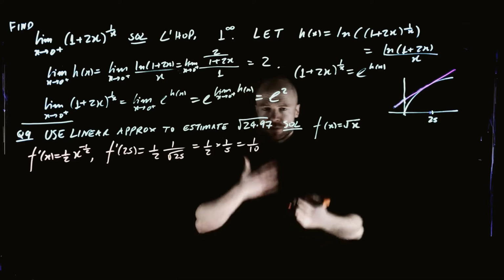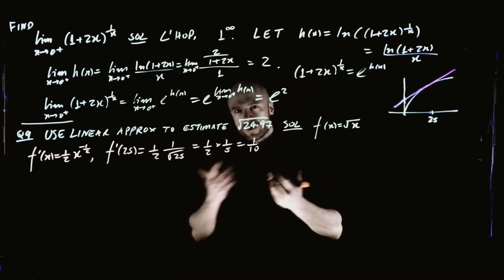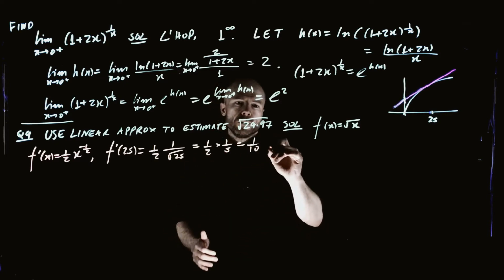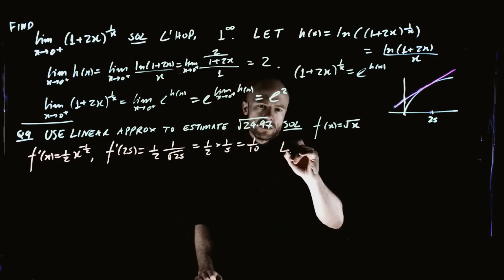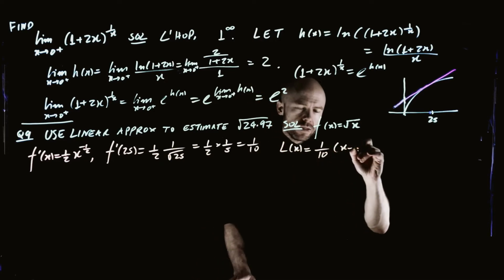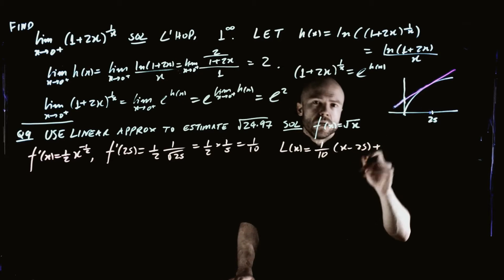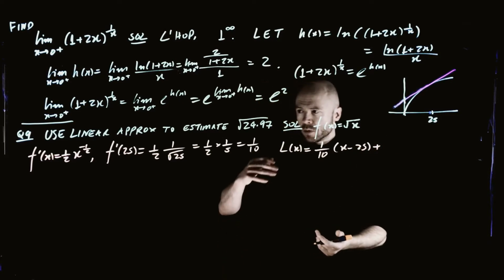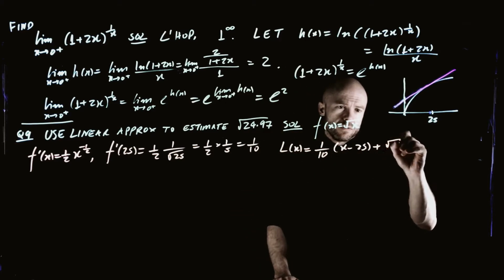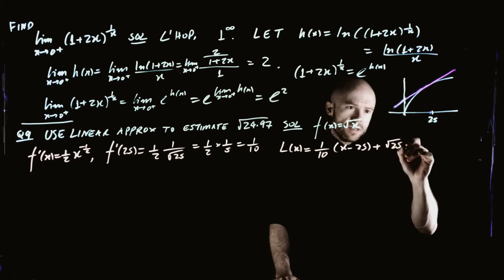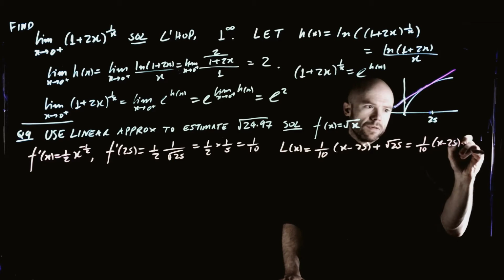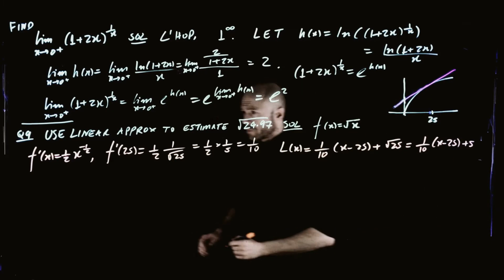And in this topic, we call the tangent line the linearization. So I normally call it T, and now we're going to call it L. So L of x is the slope times x minus the x-coordinate, plus the y-coordinate. And the y-coordinate is what we get when we stick 25 into our function f, the square root of 25. Yeah? And that is going to be 1 over 10 times (x minus 25) plus 5.